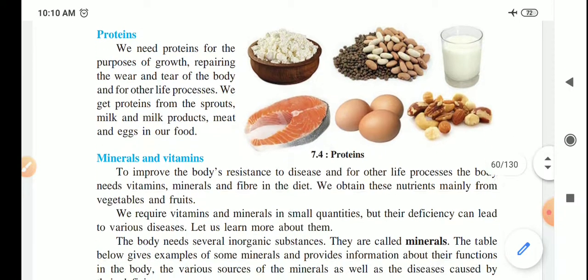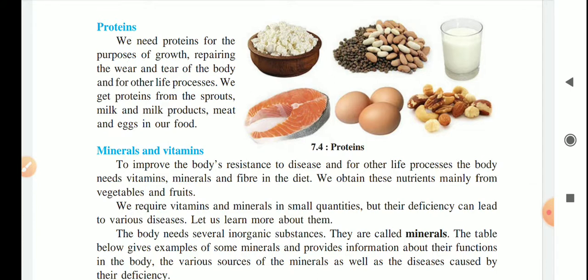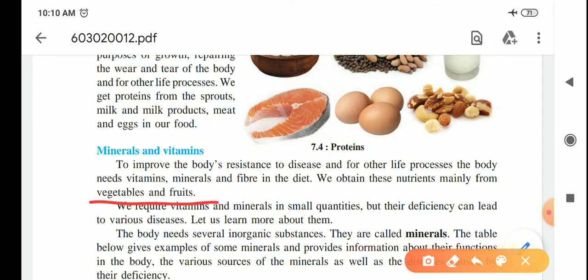So let's see the last part: minerals and vitamins. To improve the body's resistance to disease and for other life processes, the body needs vitamins, minerals, and fiber in the diet. We obtain these nutrients mainly from vegetables and fruits. So what is the main function of minerals and vitamins? To improve the body's resistance to disease, and for the other life processes the body needs vitamins.